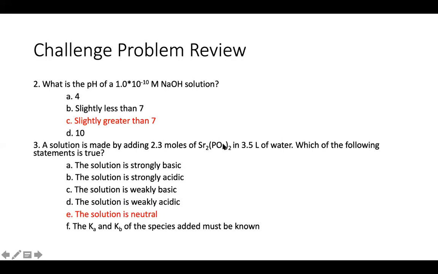And so because it can't donate H+, again, it's a salt, it's not a base. So because it's not an acid or a base, our solution will be neutral. So again, just be wary of that. Sometimes you might need to step back and analyze, that's just a salt, it's not going to affect my pH in any way. But let's look closer at number 2.